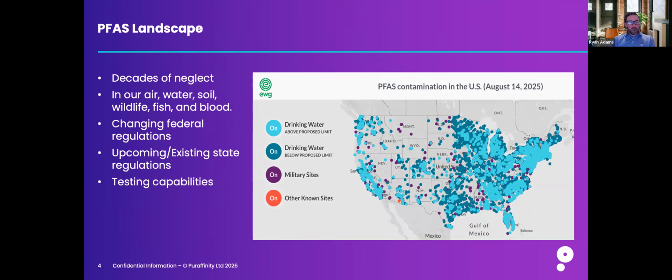So, that's the little snapshot of the overview of the kind of PFAS landscape here in the States. Similar things in Europe: you have change in regulations there as well, country by country, and then the overarching EU.